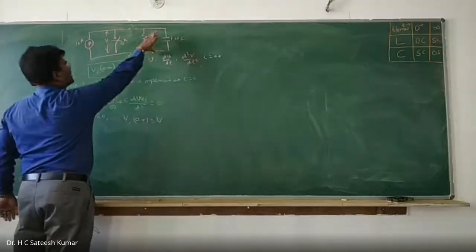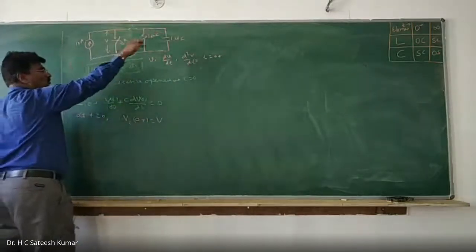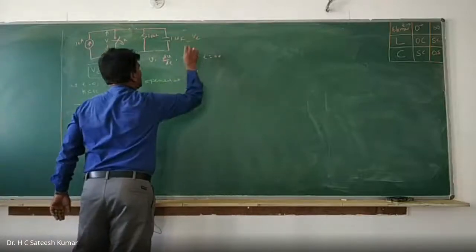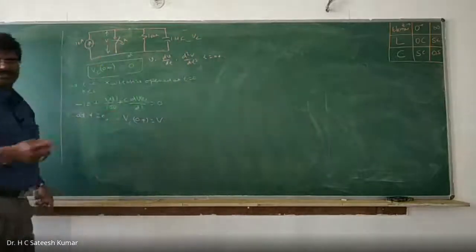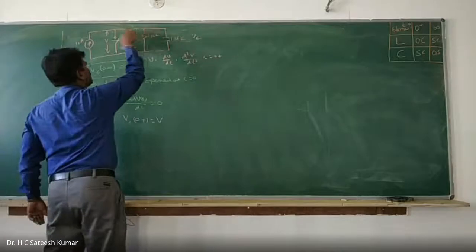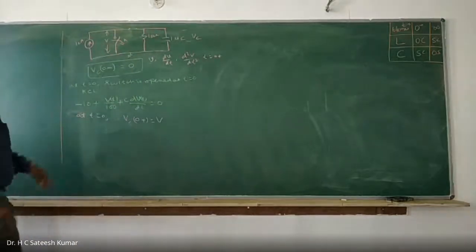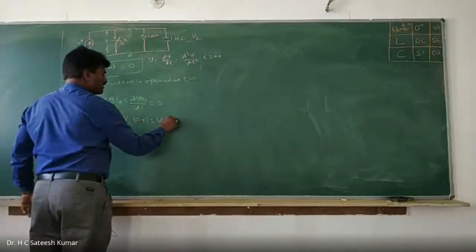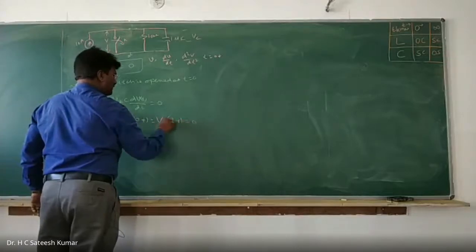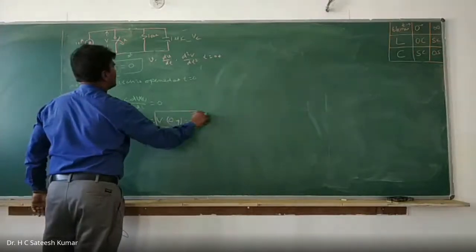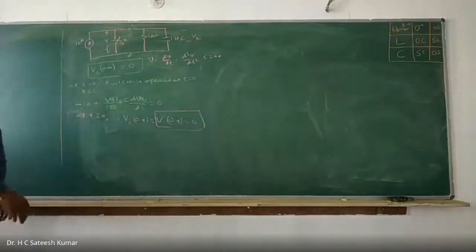That means the voltage across the capacitor is the voltage itself. So the voltage across the capacitor, what do you call it? Vc. Vc(0+) is nothing but equal to V(0+). This voltage itself is equal to this voltage. So therefore, Vc(0+) is equal to V(0+), which is equal to 0. Whatever the voltage is there, the same voltage will be there. So now we have written that.